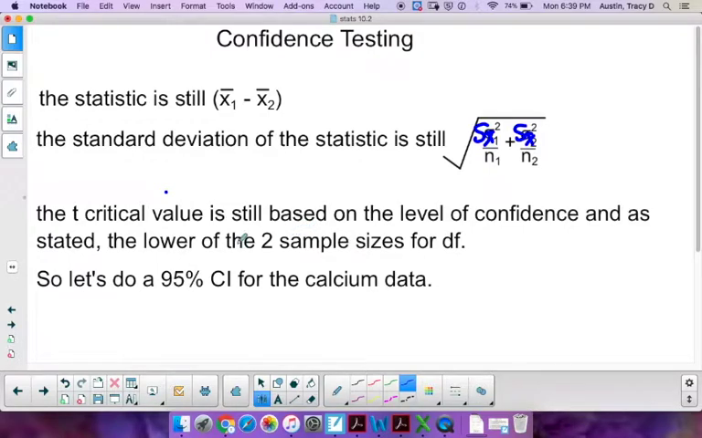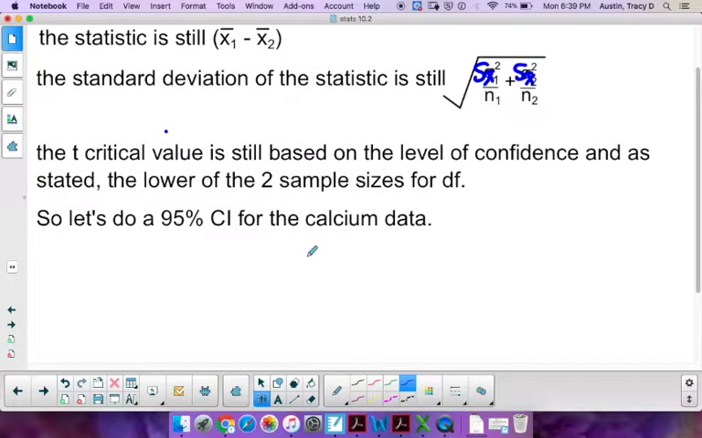I just want to prove to you, all right, so let's do a 95% confidence interval. As far as setting it up, I'm not going to do the whole state, plan, conclude, although for state we are estimating the true difference in mean. You can define them separately, but you need to state that you're estimating the true difference in mean.